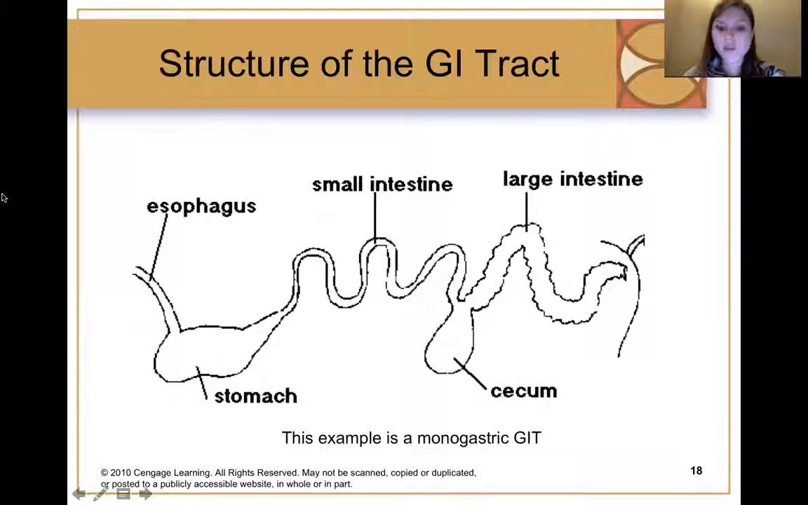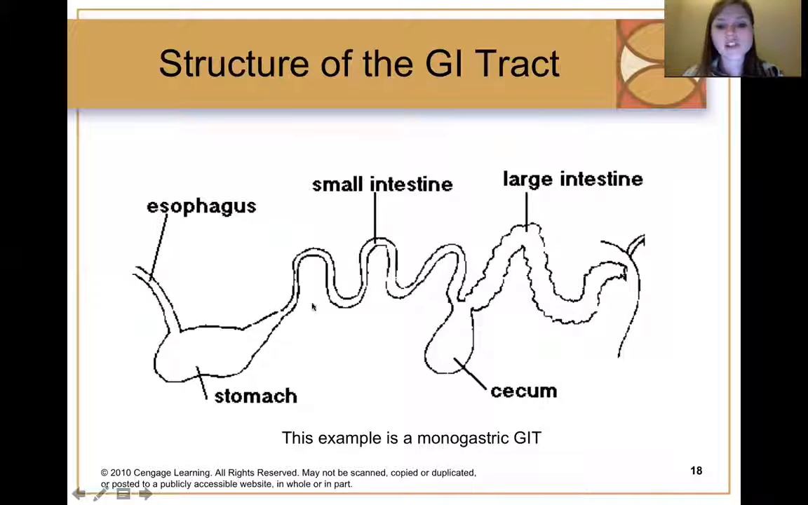So I know we've been over this several times before, but just to give you a quick review on the structure of the GI tract, just a simple one. So this would be a monogastric GI tract. For most of the things we'll talk about, we'll lean on the side of monogastrics because there are more of them and they have a little bit of a simpler system. So just to refresh your memory, you have the esophagus that connects the mouth to the stomach. So food will come from the mouth down into the stomach through the esophagus.